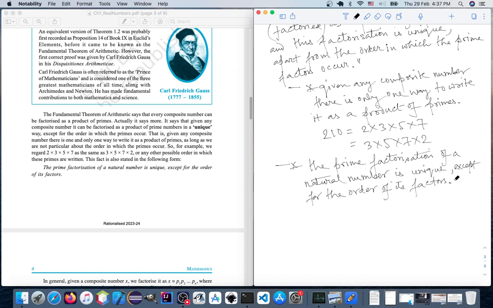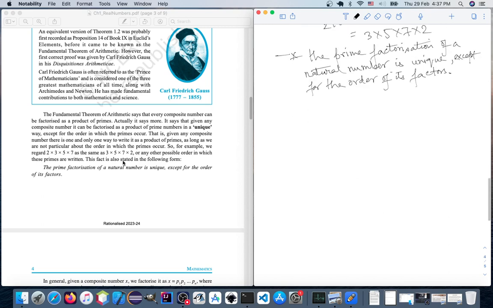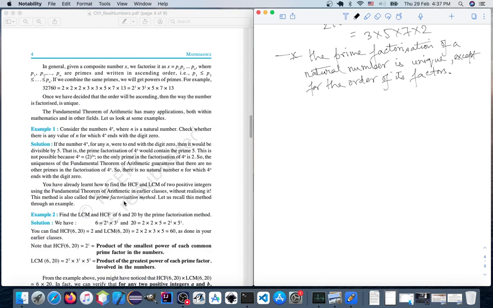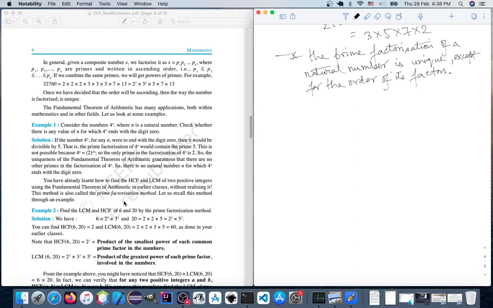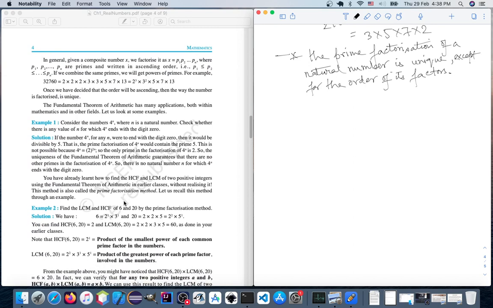By order of the factors, it means that in this example 210, in the first factorization the order was 2, 3, 5, 7, but in the second factorization the order was 3, 5, 7, 2. So the order may be different, but the prime factors will be the same and the powers will be the same. That is what it is trying to say, that the prime factorization of a natural number is unique except for the order of its factors. I hope it's clear. Now let's move on. So now it gives a mathematical statement or mathematical formulation of the factorization of a composite number.